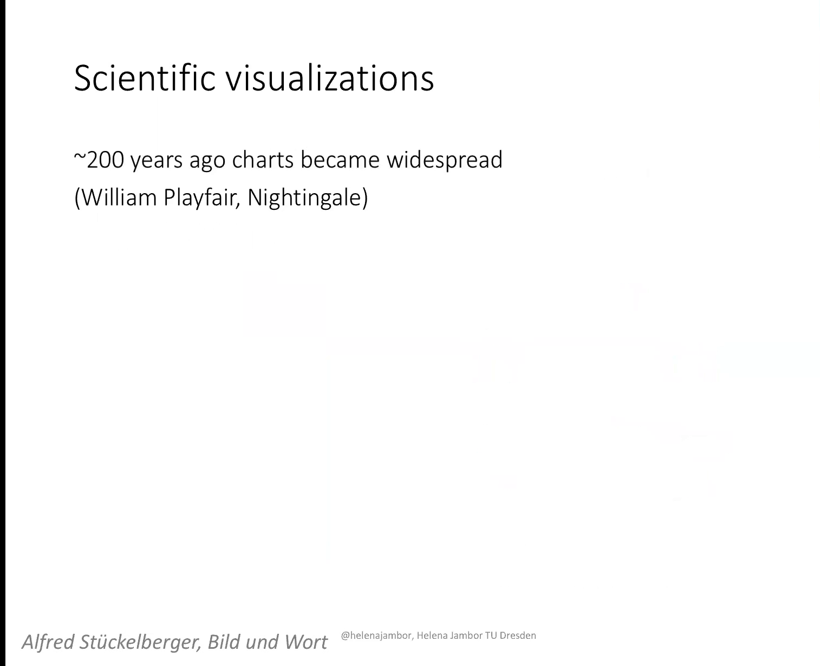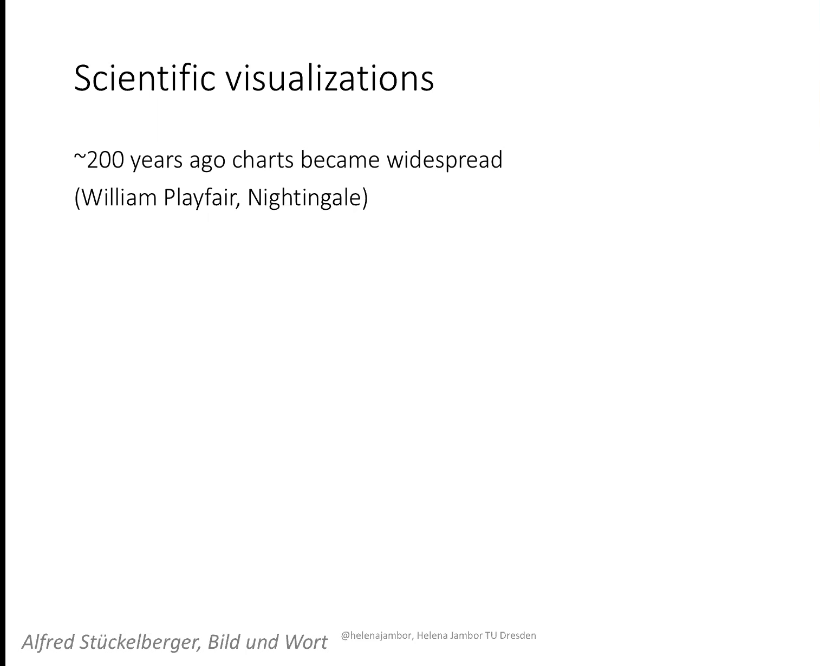Charts, so numerical information, have a much shorter history in scientific visualization. Around 200 years ago, charts first became widespread, with two people who were very important here: William Playfair and Florence Nightingale, both working in England, and both deciding that numerical information needs to be put into a visualization in order to be understandable. Florence Nightingale was working on charts for medical data, and William Playfair was working on charts for economic data.